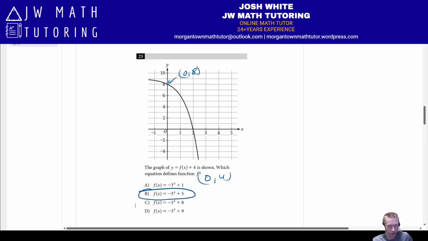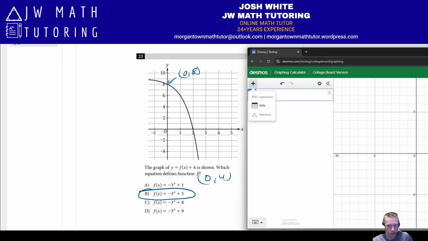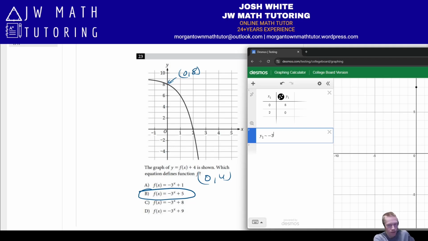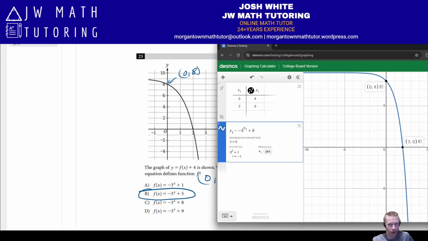Another way you could do this is you could go to Desmos and put in some points. So for example, we have the point (0, 8), and we also have the point (2, 0). And then we could do a regression. Sorry, not linear regression. It's going to be regression, but it's exponential, not linear. -3 to the x1, and then plus b. So for this function on the screen, yep, it goes through these 2 points. This graphed function is -3 to the x plus 9.